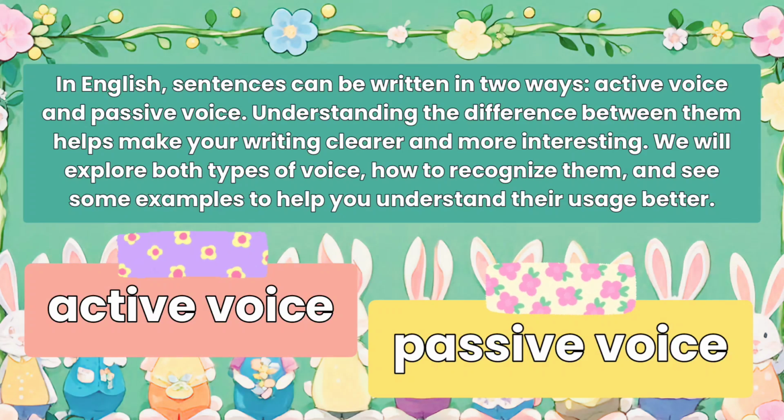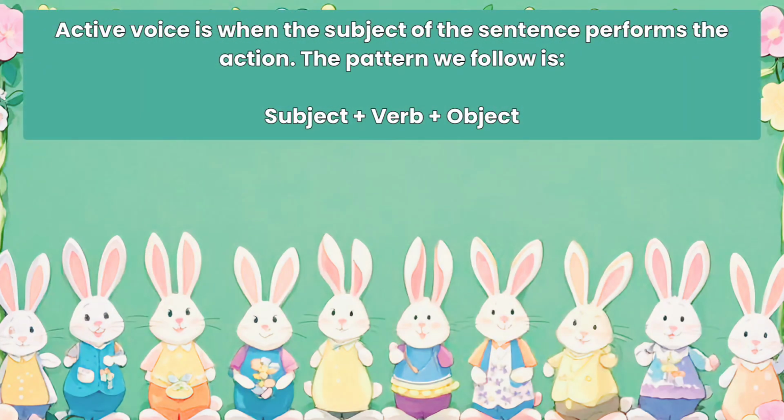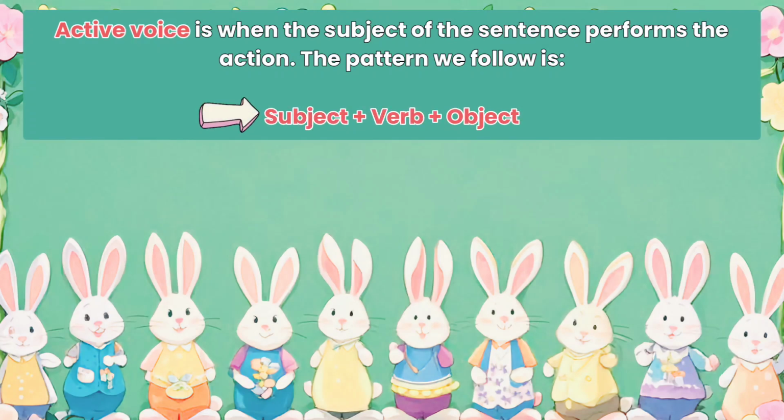We will explore both types of voice, how to recognize them, and see some examples to help you understand their usage better. Let's begin with the active voice. Active voice is when the subject of the sentence performs the action. The pattern we follow is subject plus verb plus object. Let me give you some examples.